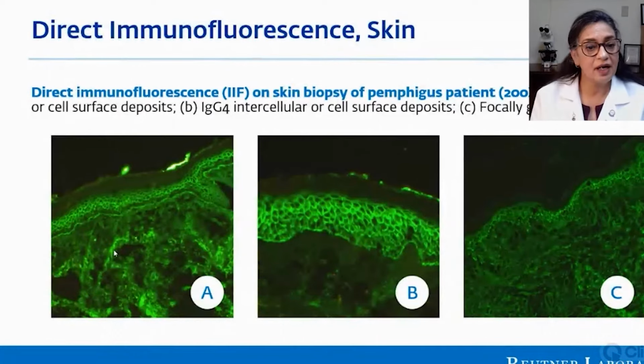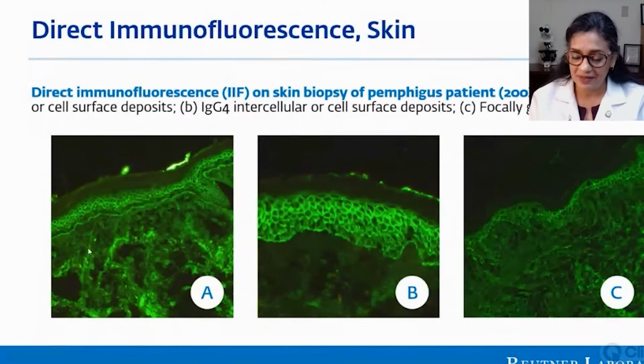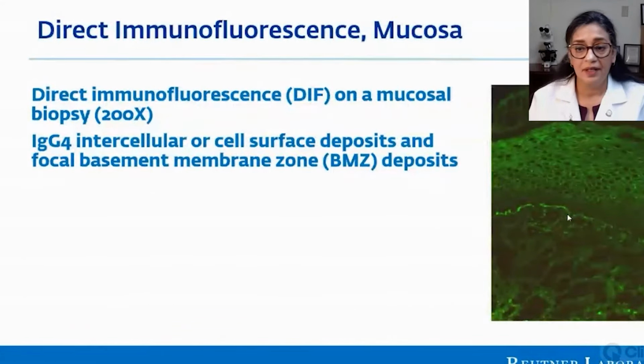So these photos show direct immunofluorescence findings on skin biopsies we received at Boynton Labs. Figure A shows IgG deposits, which are continuous in the epidermis. And this is IgG4, which, we can see, is much stronger and more intense than IgG. And this figure here shows weak granular intercellular deposits in the epidermis. Another example is DIF on mucosa for ruling out pemphigus. Here we can see both weak intercellular as well as BMZ deposits, which makes it very suspicious for PNP.